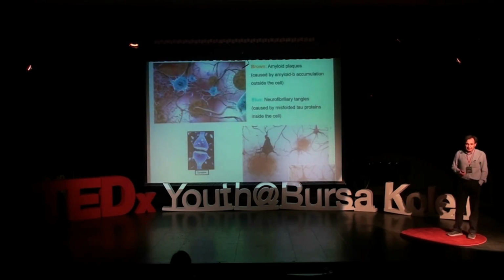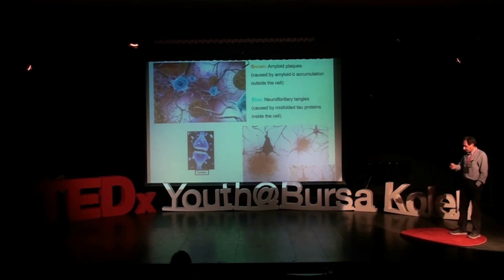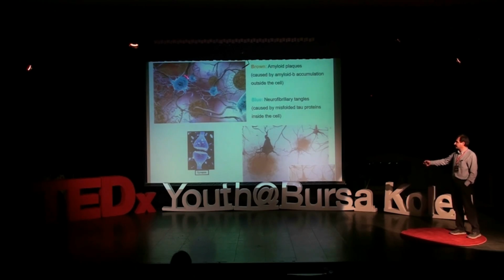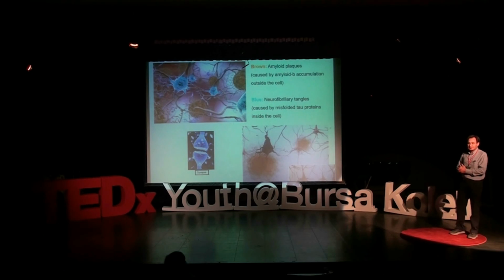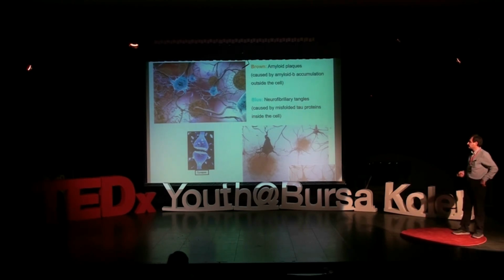Here you can see a little better the image of amyloid and neurofibrillary tangles. The ones in brown color represent amyloid plaques. These are outside the cells. The ones in blue color represent neurofibrillary tangles, which are caused by misfolded tau proteins and which are inside the cells. All these aggregates disrupt the function and physiology of the brain if they aggregate more.